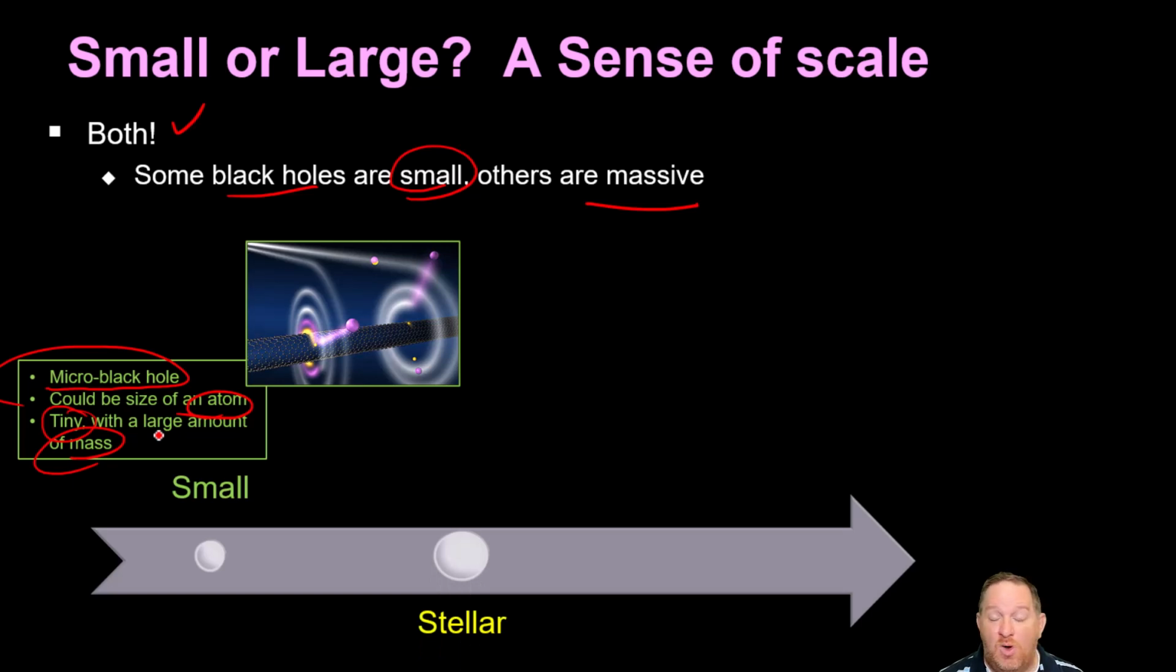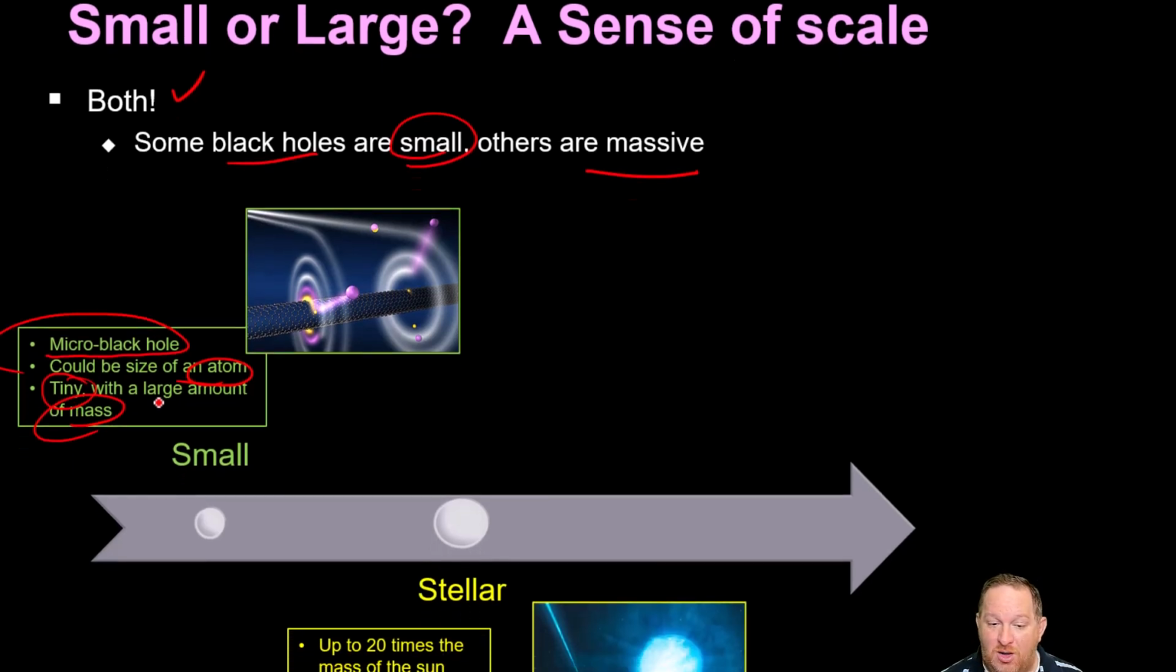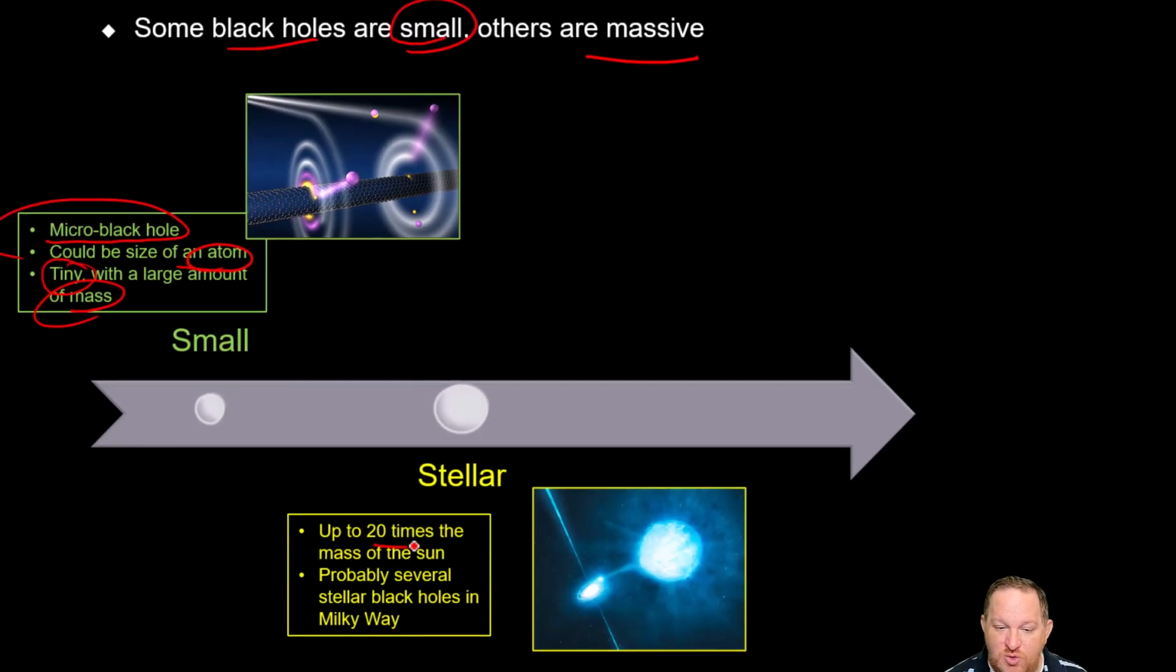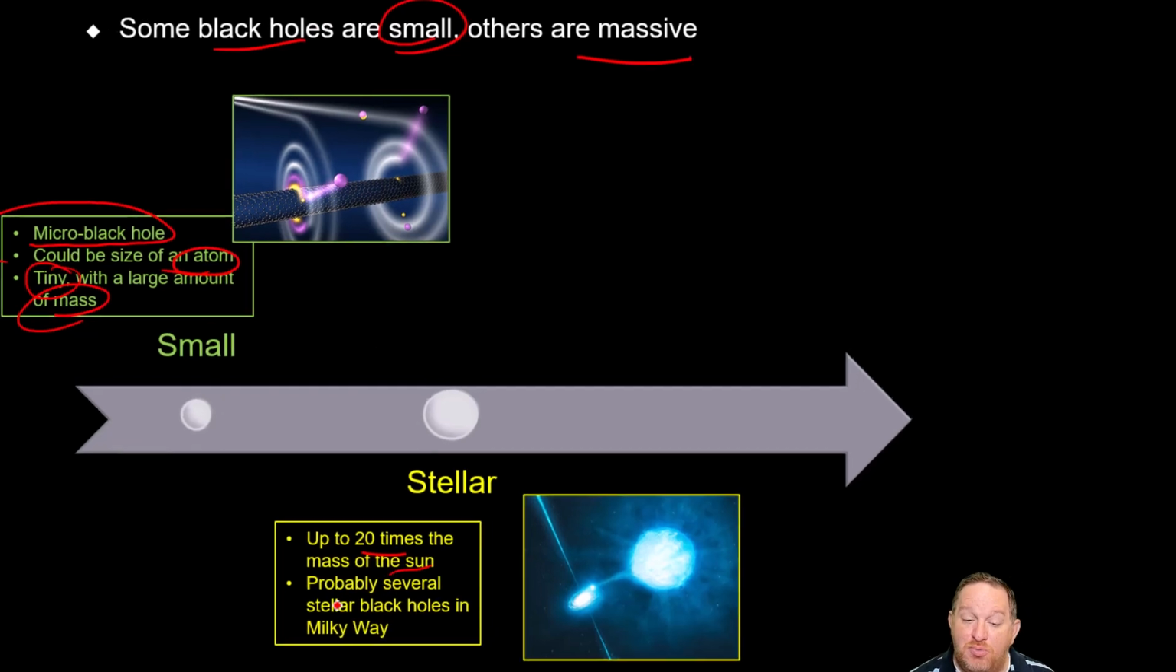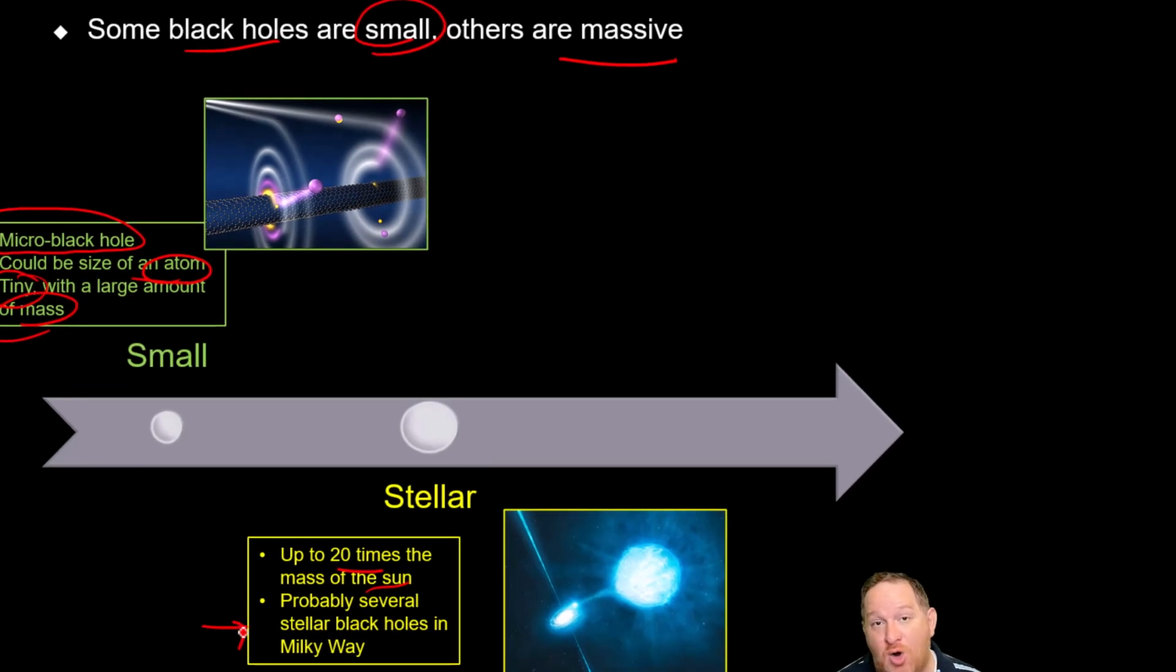They can be what we call stellar black holes, which is up to about 20 times the mass of the sun. There are probably several of these in our own galaxy, the Milky Way galaxy. So think of these as kind of in between, but still pretty big. They're stellar, about 20 times the mass of our sun.